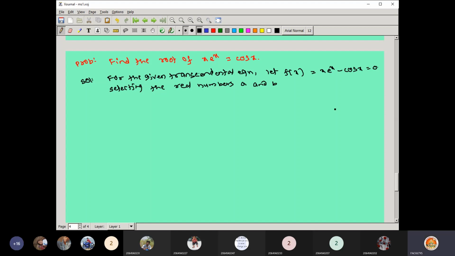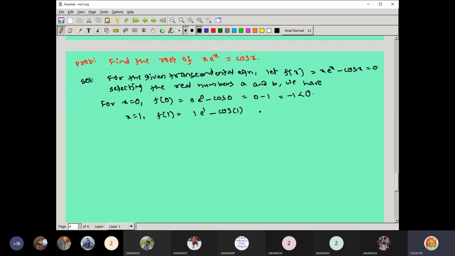So selecting the real numbers a and b, we substitute first x equal to 0. When I write that value f of 0, so 0 e power 0 minus cos 0. So 0, cos 0 value is 1, so finally minus 1, that is less than 0. Similarly you can go for x equal to 1, f of 1, so 1 e power 1 minus cos 1.